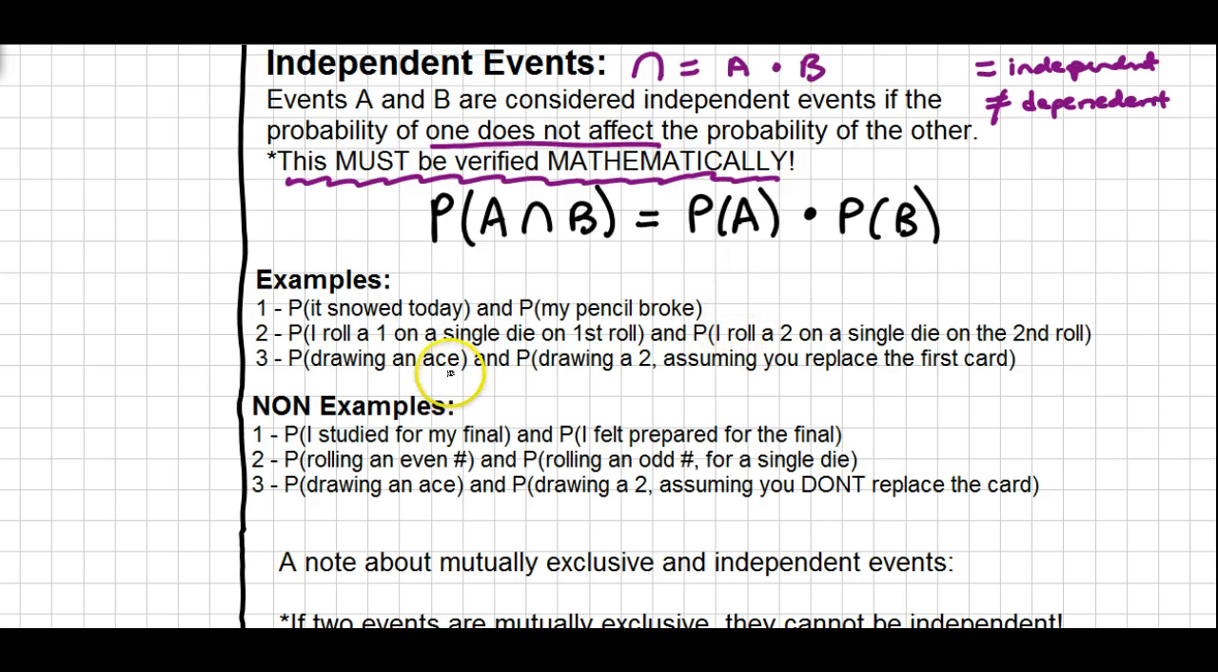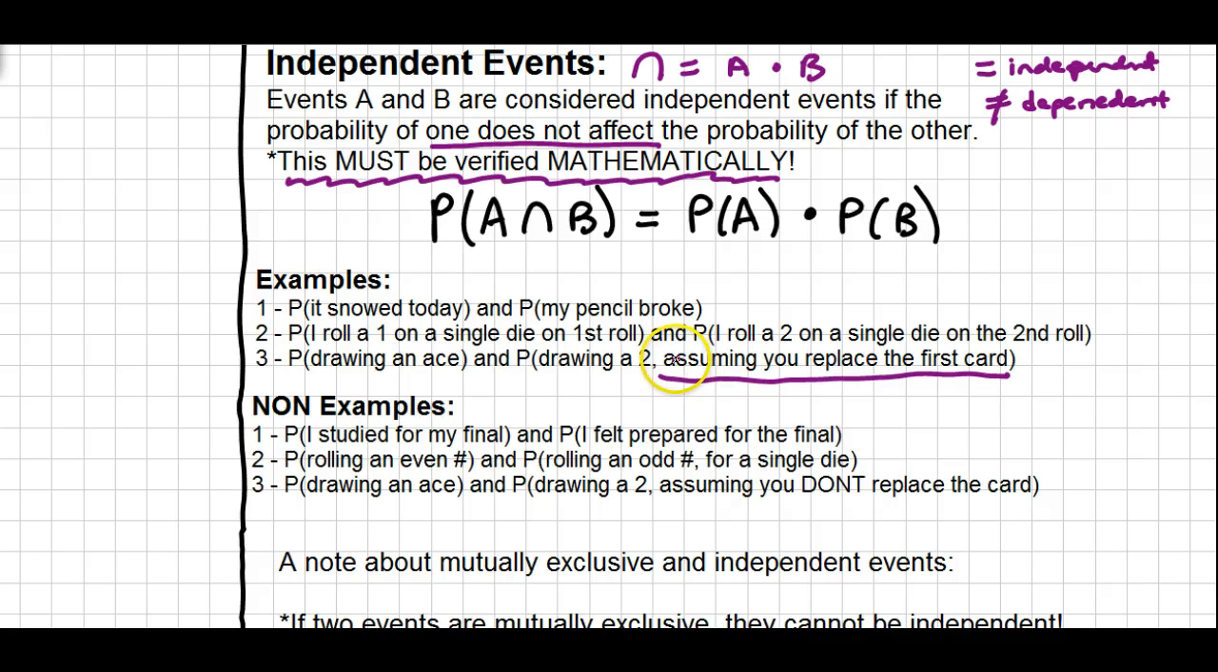A deck of cards, however, can be either way depending upon how you handle the situation. In our example of independent events, we would say that the probability of drawing an ace and the probability of drawing a 2, those are independent events if you replace the card after your first draw.